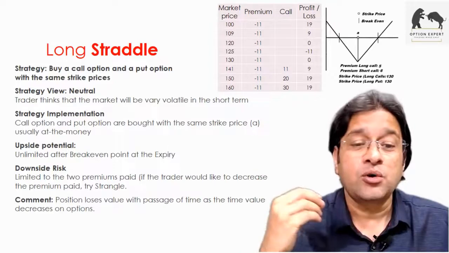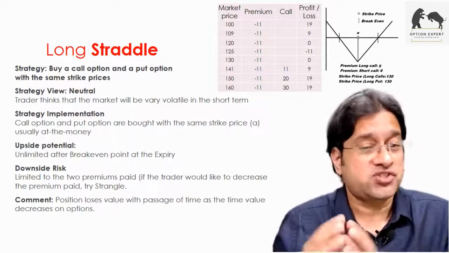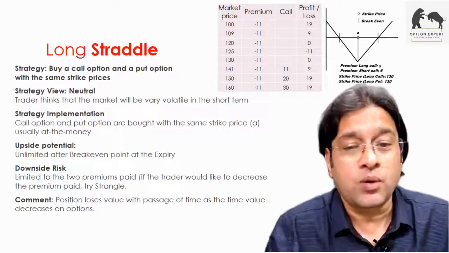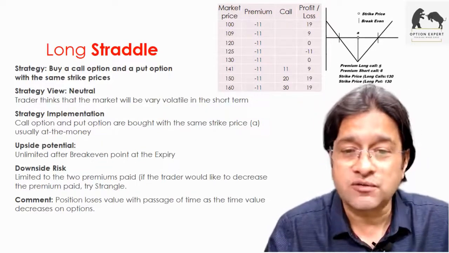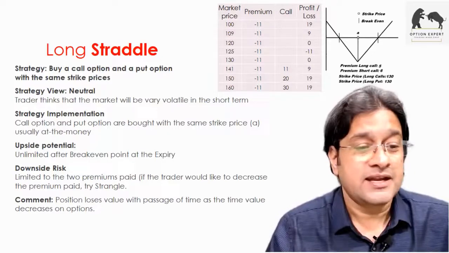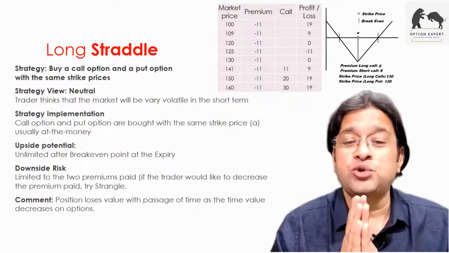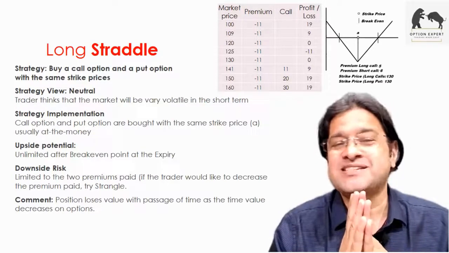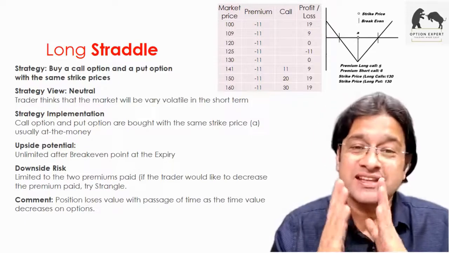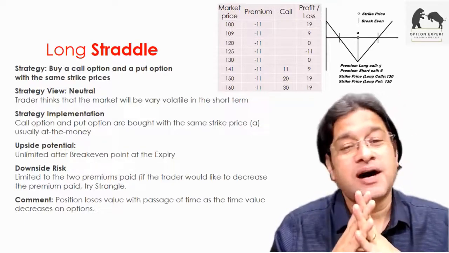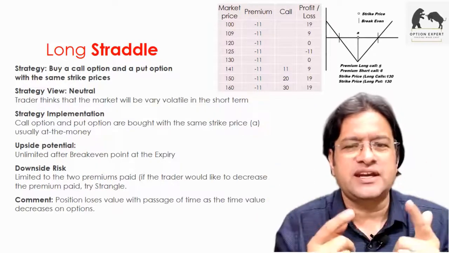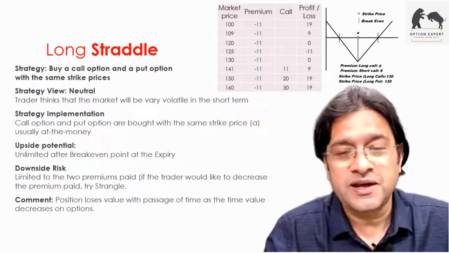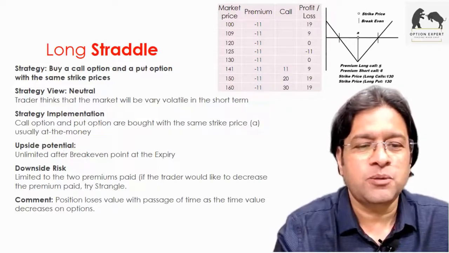If the trader would like to decrease the premium, try a strangle. We are going to understand what exactly a strangle is as we go ahead. The position loses value with time as time passes, because this is also subject to time value decay. This option is worthwhile only if whatever is going to happen occurs in the next 2-3 days, otherwise this position will not be worthwhile.